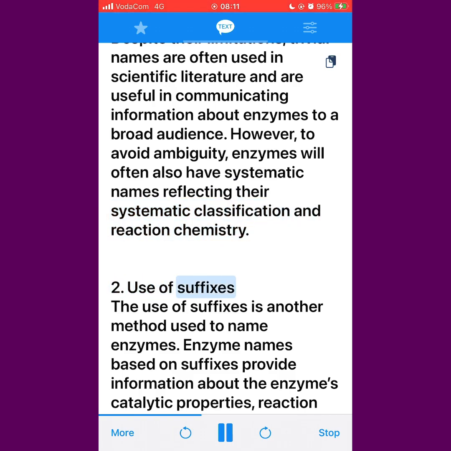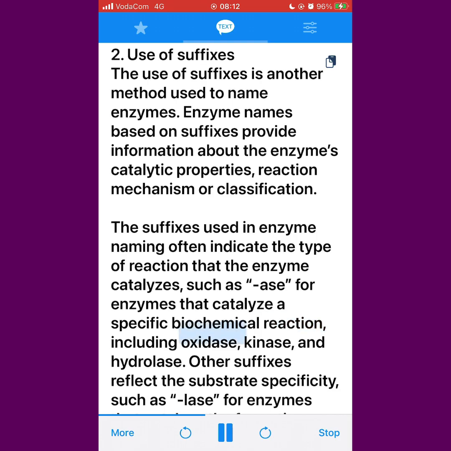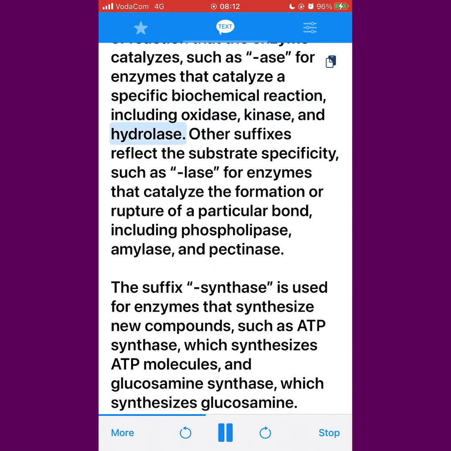2. Use of suffixes. The use of suffixes is another method used to name enzymes. Enzyme names based on suffixes provide information about the enzyme's catalytic properties, reaction mechanism, or classification. The suffixes used in enzyme naming often indicate the type of reaction that the enzyme catalyzes, such as ASE for enzymes that catalyze a specific biochemical reaction, including oxidase, kinase, and hydrolase.